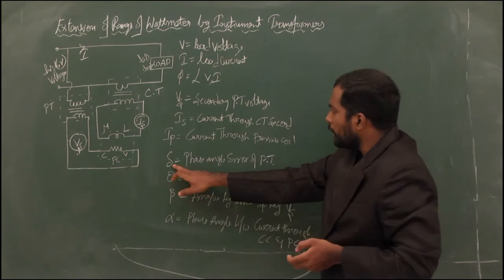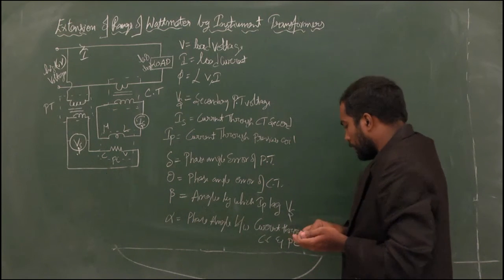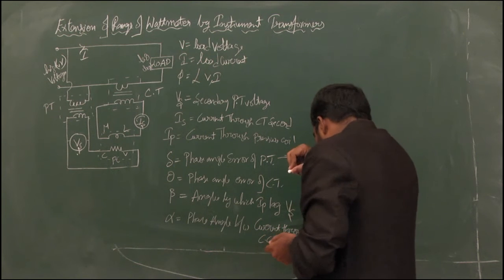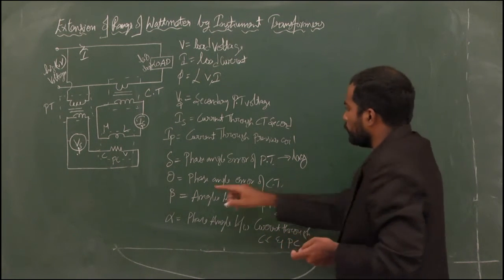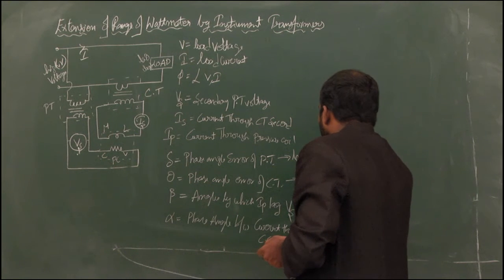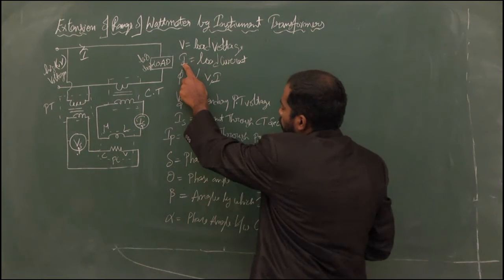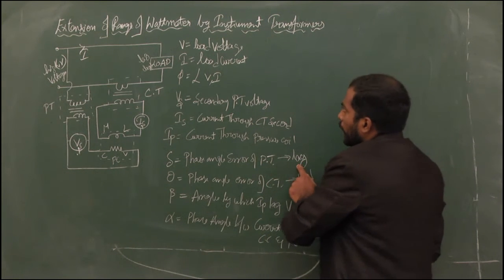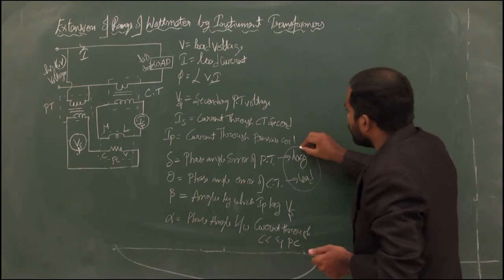So this is del, where del is the phase angle error of the potential transformer, which we are saying is lagging. In a similar way, theta is the phase angle error of CT, which we are saying is leading. That means the current in the secondary of CT will lead the current in the load, and the voltage across the secondary of PT will lag the load voltage. Depending upon these conditions, we will do the phasor representation now.